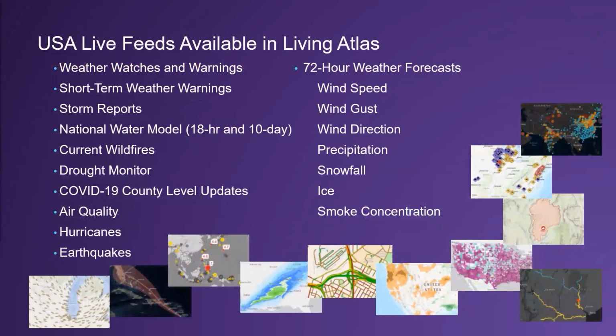Living Atlas also contains 26 live data feeds from federal agencies, which help us map the world as it is right now. These layers are updated at regular intervals, calling to federal data feeds. So instead of spending the time accessing an API or file structure, you can easily visualize weather, wildfires, hurricanes, earthquakes, air quality, and even COVID updates by simply adding these layers into your maps and apps.